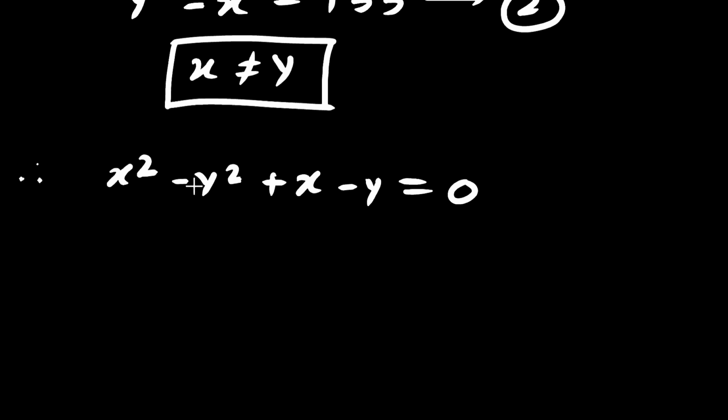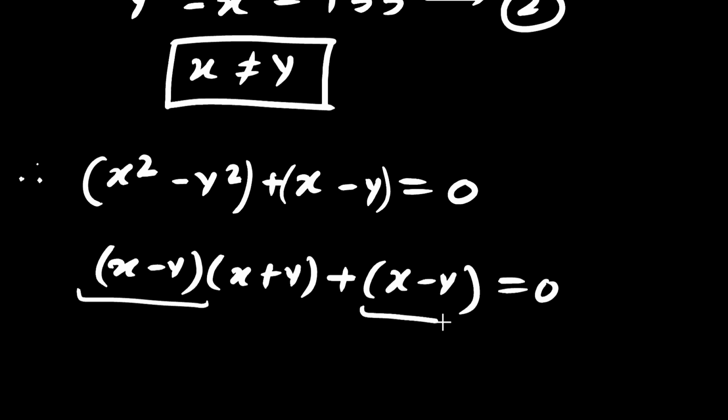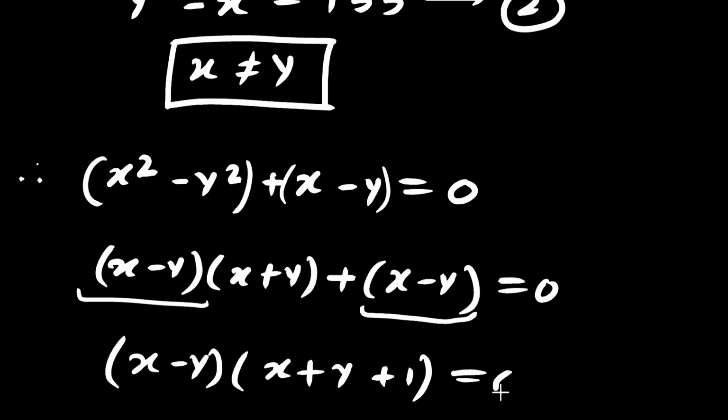X squared minus y squared is a difference of two squares, and we know that a difference of two squares factors into x minus y multiplied by x plus y. Also, x minus y is already present in the remaining terms, so we can factor out the common factor x minus y. That gives us x minus y multiplied by the quantity x plus y plus 1 equals 0.